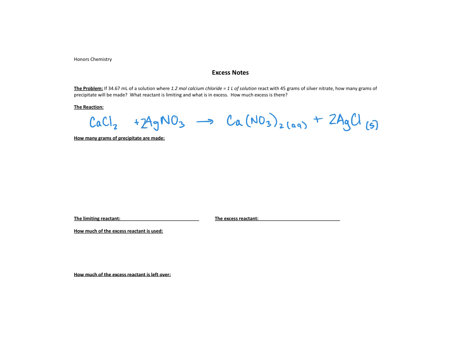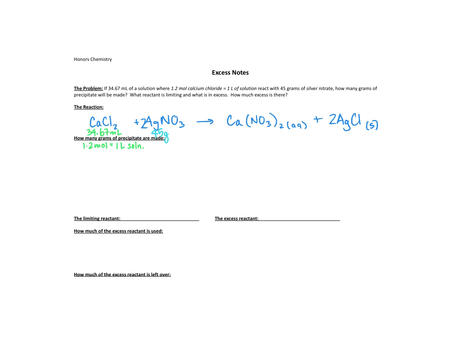There we go. I also like to write how much we have of all our stuff underneath. So I'm going to go ahead and put that information down here. It's got 34.67 milliliters of this. They also give us an equality for it, that 1.2 moles is equal to 1 liter of solution. So that'll be helpful. And then for the other one, we have 45 grams of this guy. Okay, so we're going to do two problems to figure out what our limiting reactant is.